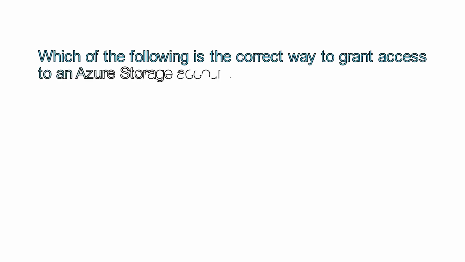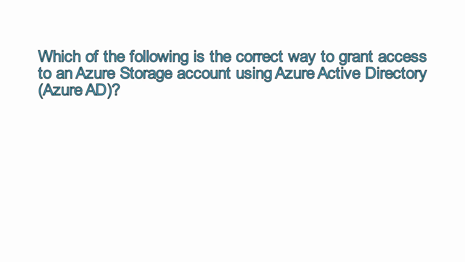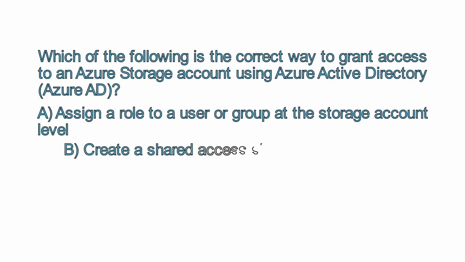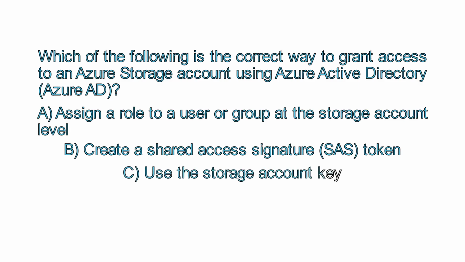Which of the following is the correct way to grant access to an Azure storage account using Azure Active Directory, Azure AD? A. Assign a role to a user or group at the storage account level. B. Create a shared access signature, SAS token. C. Use the storage account key. D. Configure a firewall rule.